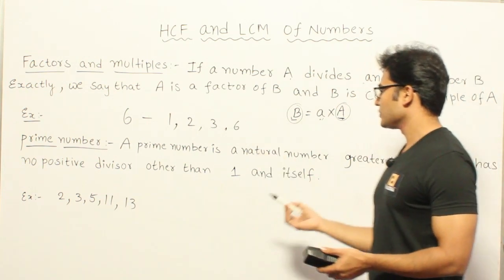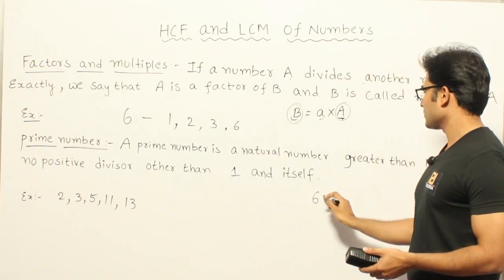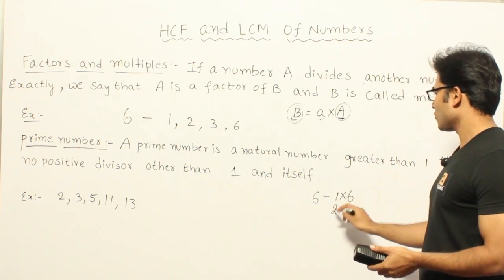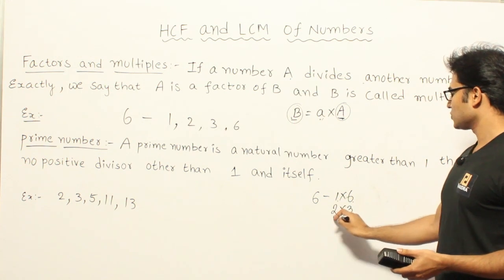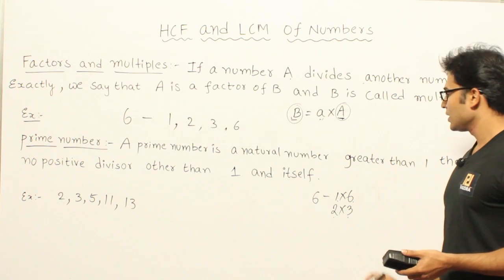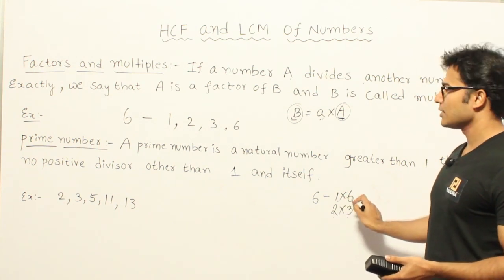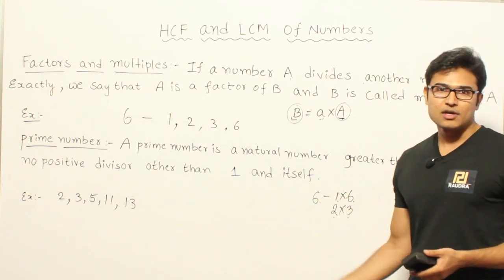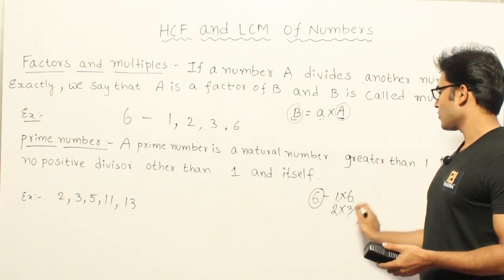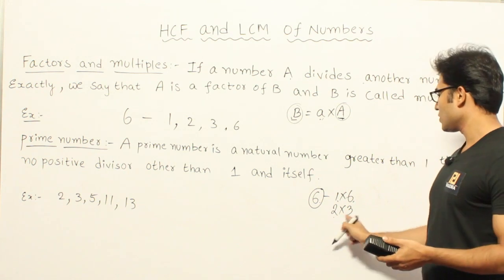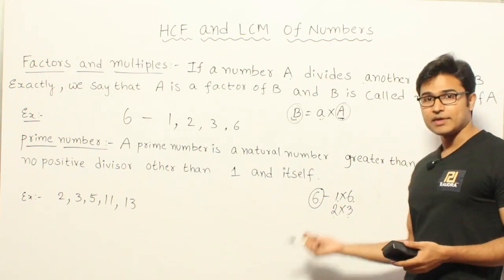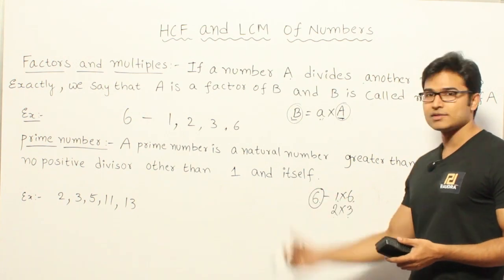Okay, so for example, 6 can be written as 1 into 6 or 2 into 3. Therefore all these numbers 1, 6, 2 and 3 are called factors of 6. Why? Because if you take any of these numbers, it is going to divide 6 in such a way that the remainder is going to be 0. And similarly 6 is called a multiple of all these numbers, because if you take any of these numbers and multiply with some other number, you are going to get 6. There exists at least one number such that you get 6.